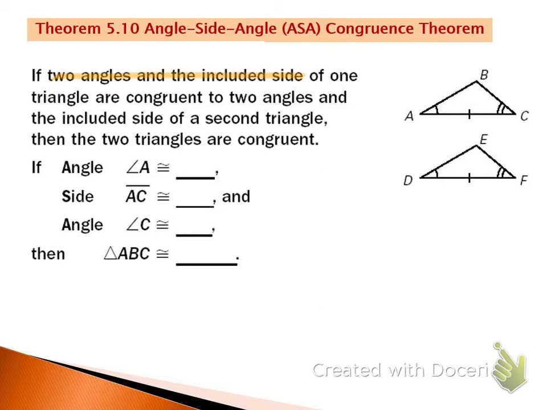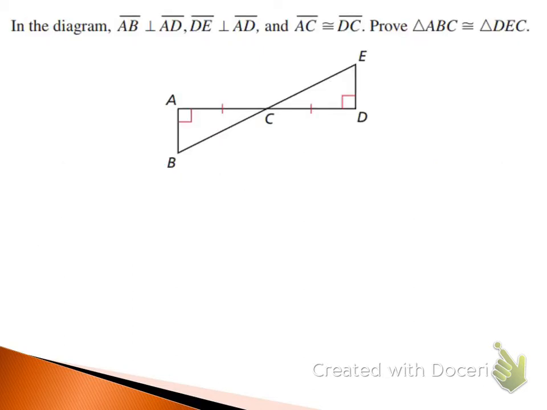So we got angle A is congruent to angle D. AC is congruent to DF. And then angle C is congruent to angle F. So this is angle, side, angle. Triangle ABC would then be congruent to triangle DEF. Good. So now we're just going to practice finding it or not finding it, one or the other.